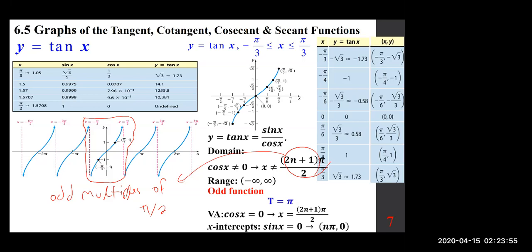X-intercepts. Remember, a fractional expression, a fraction, is 0 when the numerator is 0. So y equals tan x is 0 when sine x is 0. And sine x is 0 when x is n pi. So I hope this is very straightforward. Is everybody okay with this? You really need to remember this stuff to be able to move on.